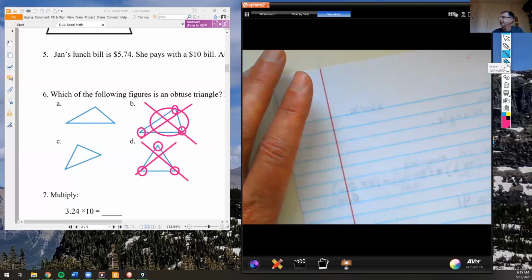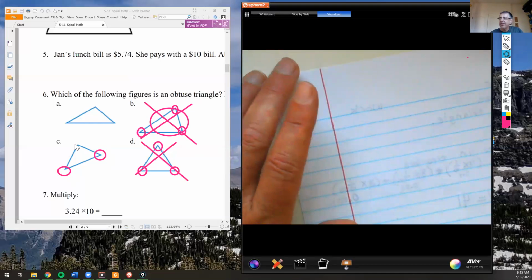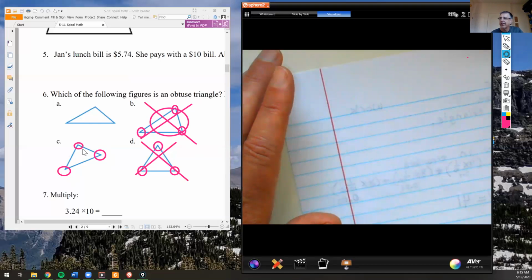Letter C, let's see what triangle that looks like here. I'm going to look at each one of the angles. That definitely is not over 90 degrees. And this one is either a right angle or just a little bit less than a right angle. So no, these are not obtuse angles, either one. That's going to leave me with letter A.